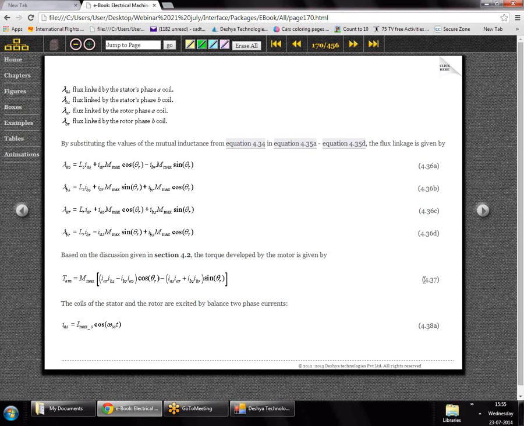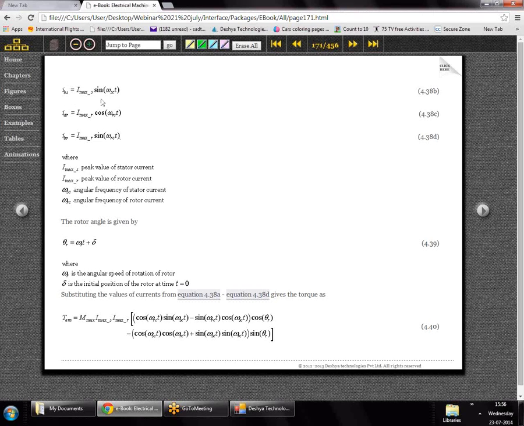Now after having obtained the torque equation, the next point is we assume that the phase A of the stator is given a current I max S cos omega S t. That means the current given to the phase A of the stator has a frequency of omega S and its magnitude is I max S. Similarly, the current given to the phase B of the stator has a magnitude of I max S and its frequency is omega S. Similarly, the current given to the phase A and phase B of the rotor has a magnitude of I max R and a frequency of omega R.